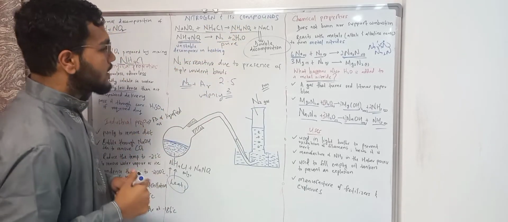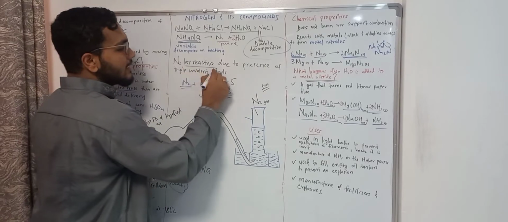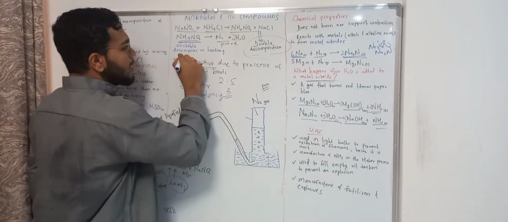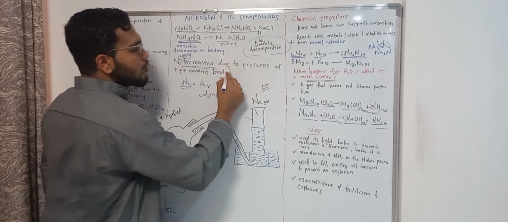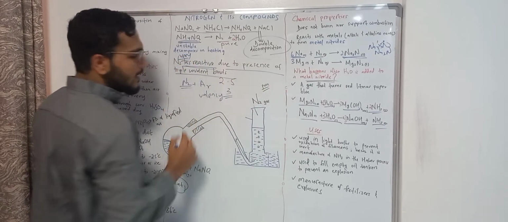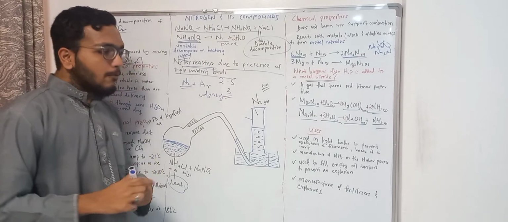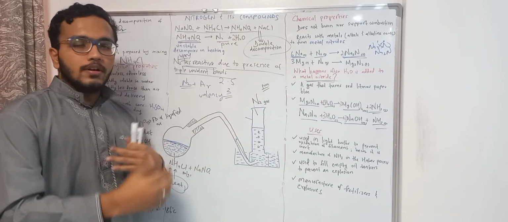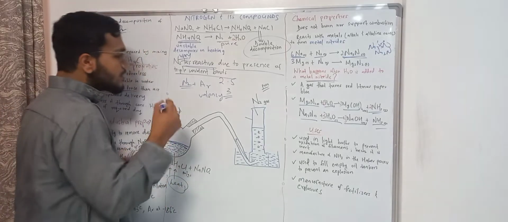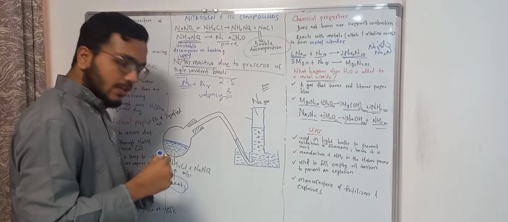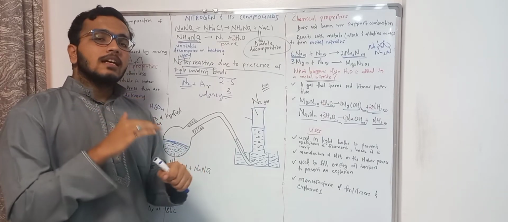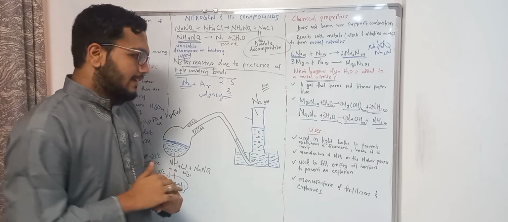Why is nitrogen inert? Nitrogen is very less reactive due to the presence of a triple covalent bond. Now imagine if one covalent bond requires heat energy to break, two require even more. Nitrogen having a triple covalent bond requires a lot of heat energy to break. That is what makes nitrogen unreactive or less reactive.